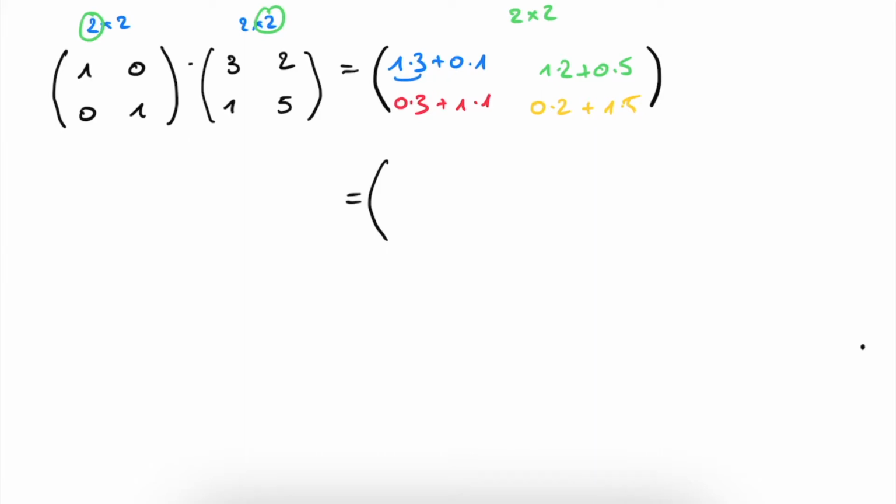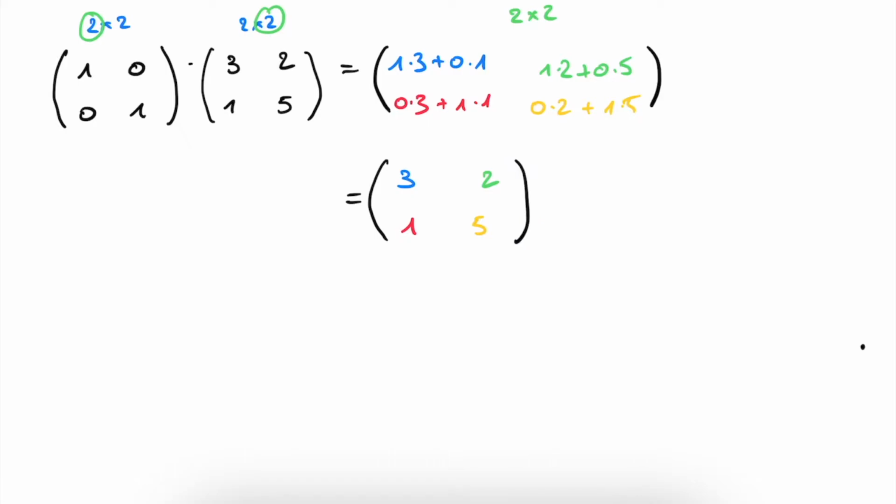So we get 1 times 3 plus 0 times 1 is 3. For this element, we get 1 times 2 plus 0 times 5, which is 2. For this element, we get 0 times 3 plus 1, which is 1. And for the last element, we get 0 times 2 plus 5, which is of course equal to 5. And we have our resulting matrix.